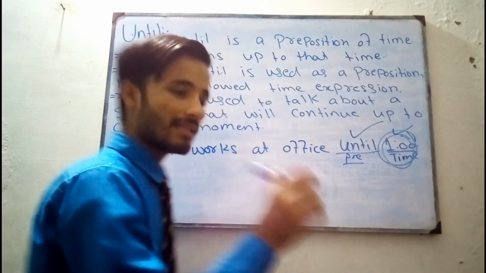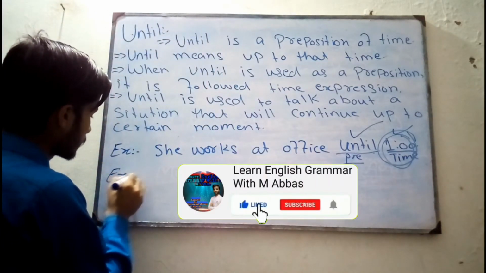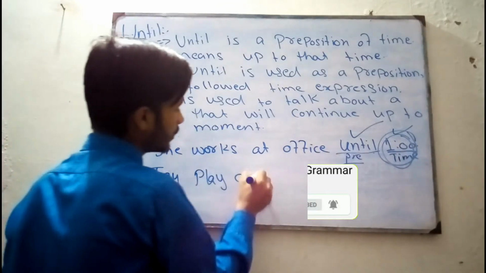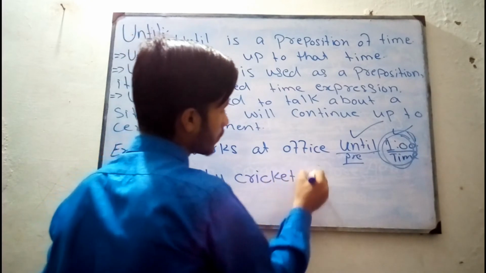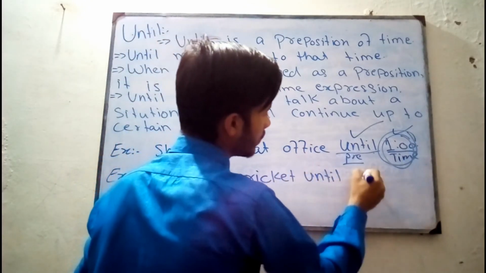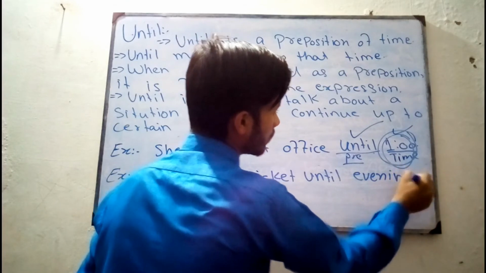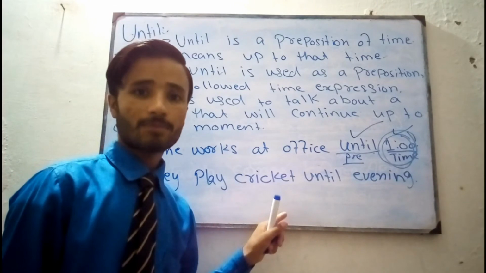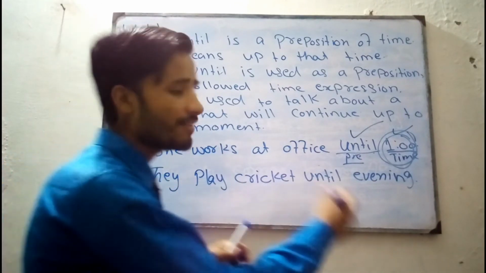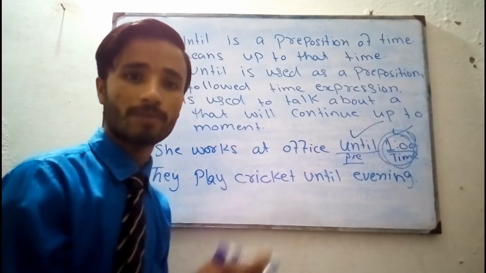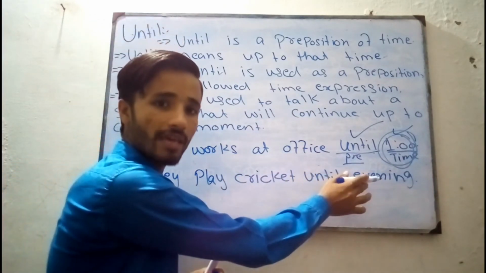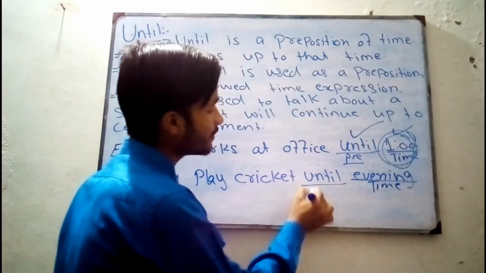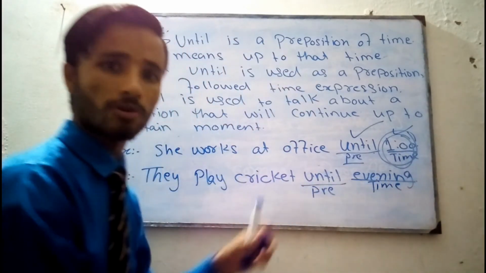Is this clear? See another example. They play cricket until evening. Now what does this example mean? This example means that after evening they do not play cricket. They play cricket up to evening. So here evening is a time expression, right? Time expression, and until is a preposition. Is this clear? I hope you understood it, right?